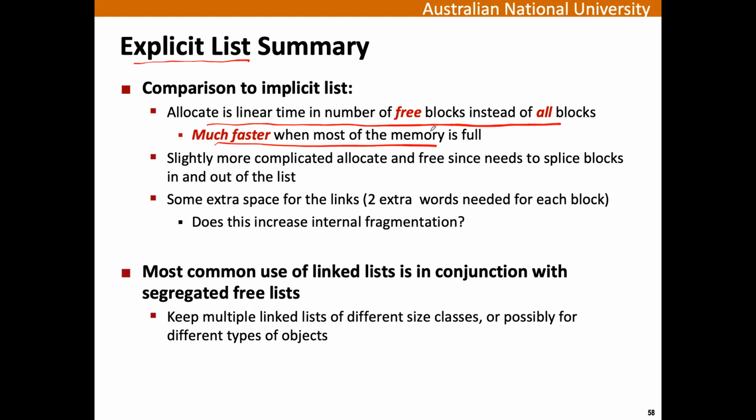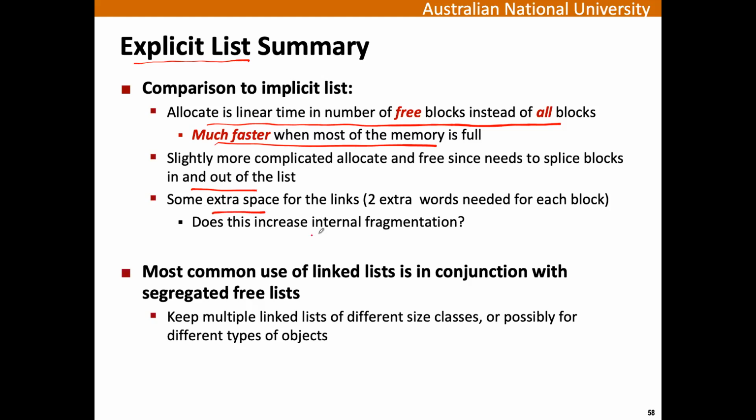Okay, this is another trade-off. If most of your memory is free, the difference between implicit and explicit free list may be less obvious. It is also slightly more complicated to allocate and free, since we need to splice blocks in and out of the list, and we need to set these next and previous pointers.